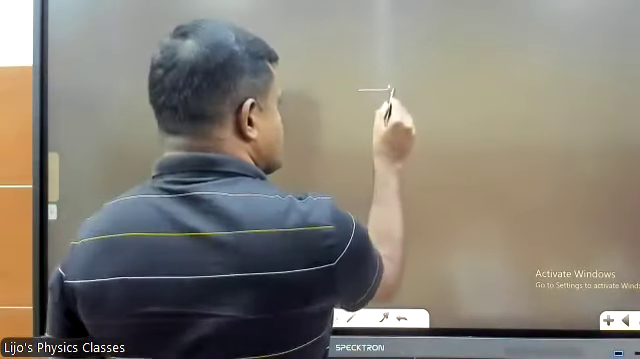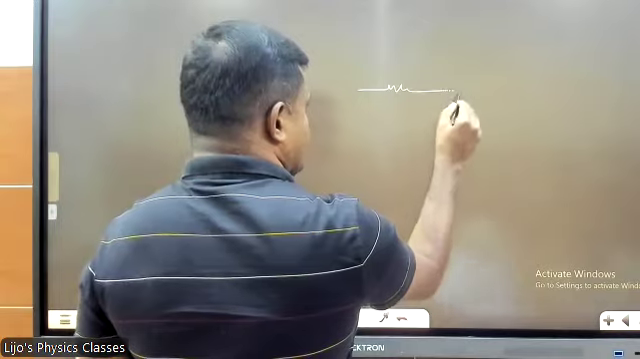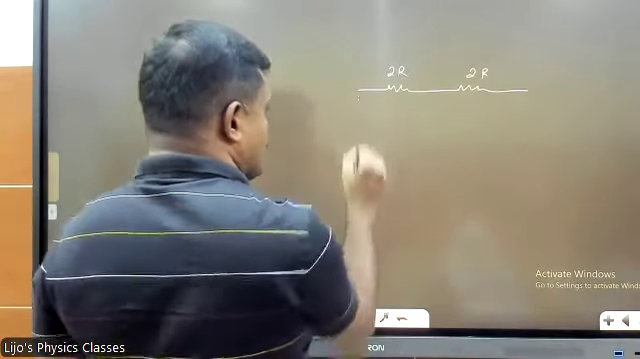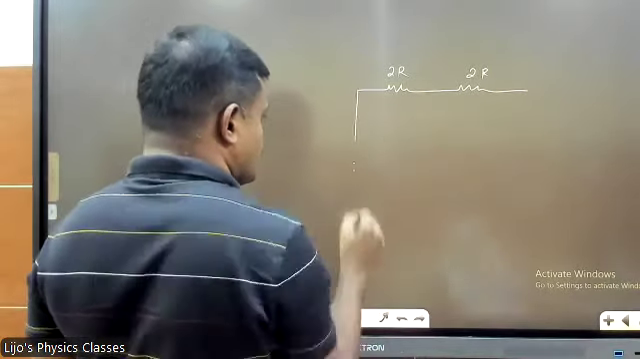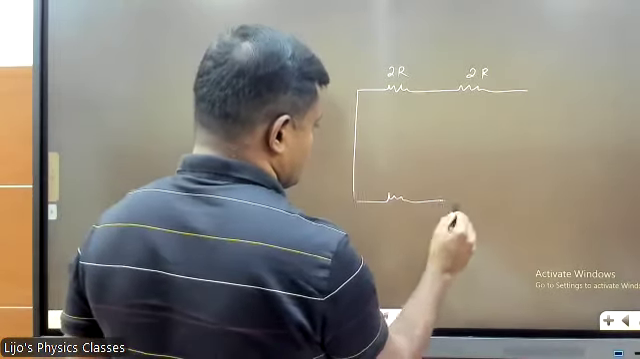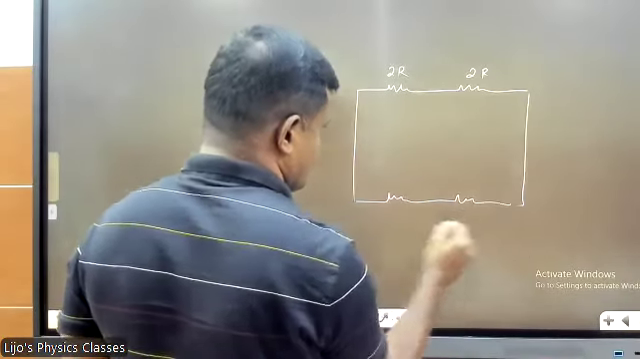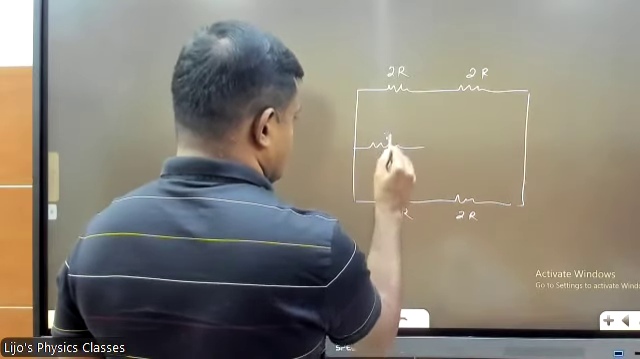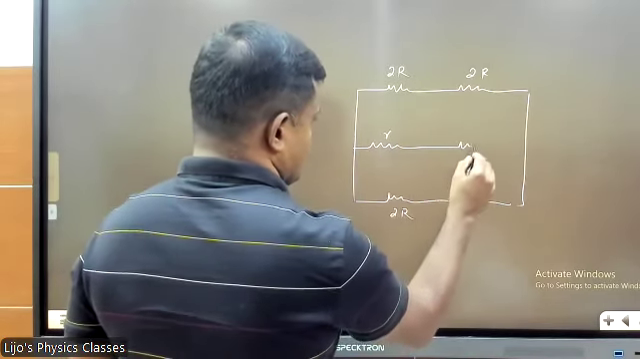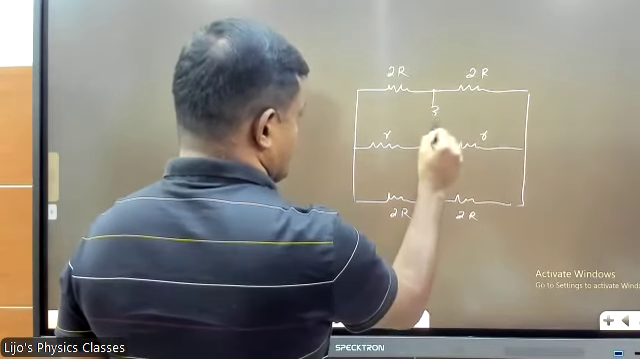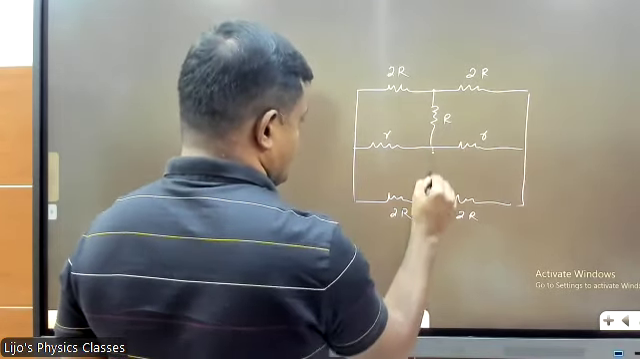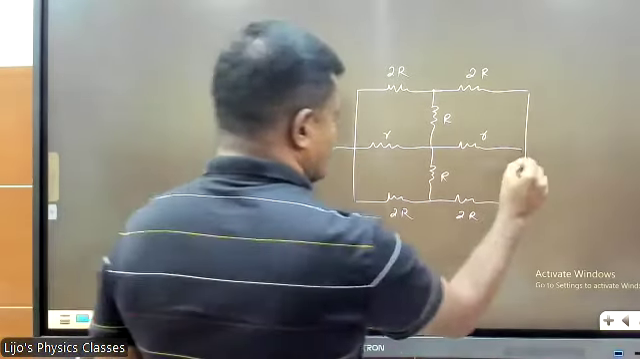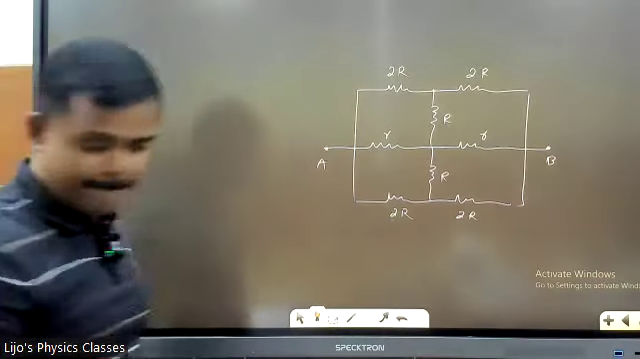Find the effective resistance. It's a previous ITJ question. I don't remember the exact values, but I'll try though. Find the effective resistance between A and B.